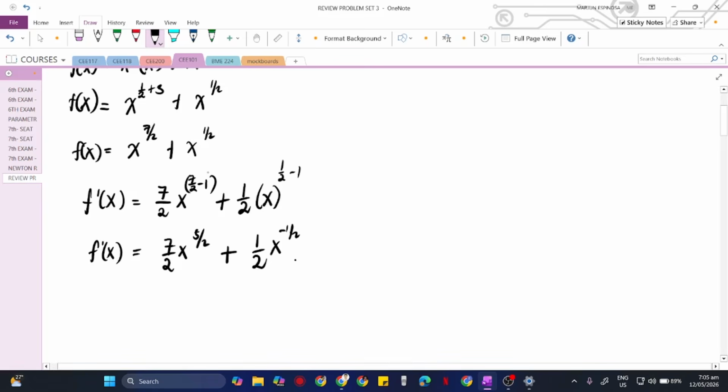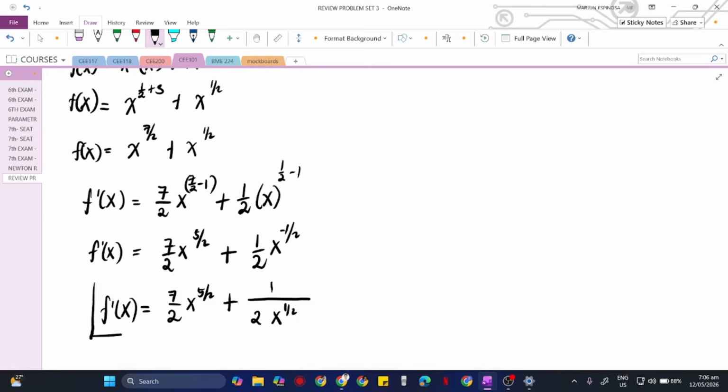To make it simple, we can change the position of the negative exponent so that it becomes positive. Therefore our final answer for this problem is 7 over 2 x raised to the power of 5 over 2, plus 1 over 2 square root of x, or x raised to the power of 1 half. You can also use the square root. Basically, this is your answer for this problem.